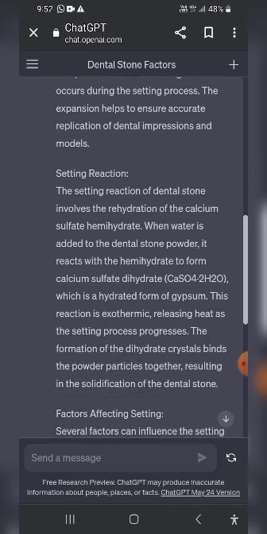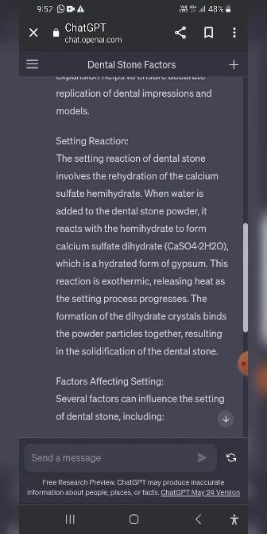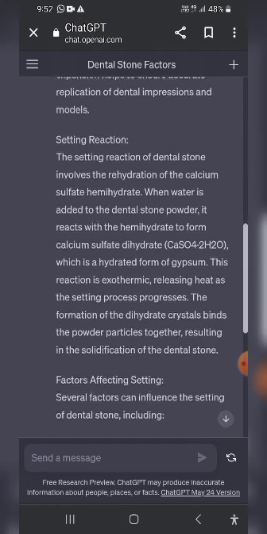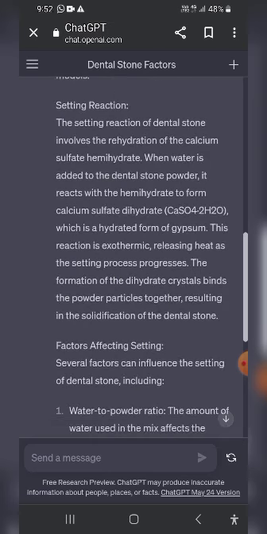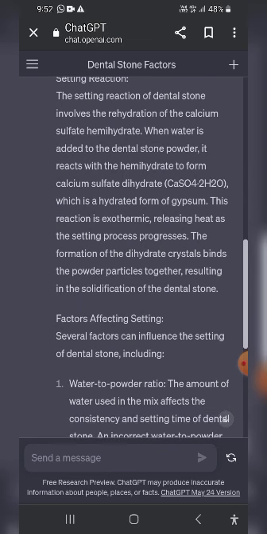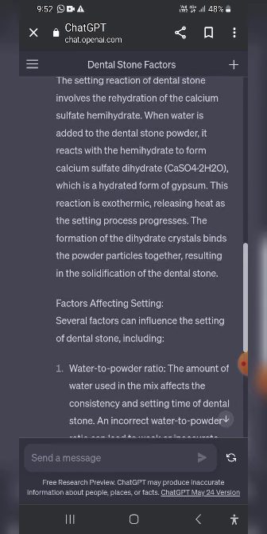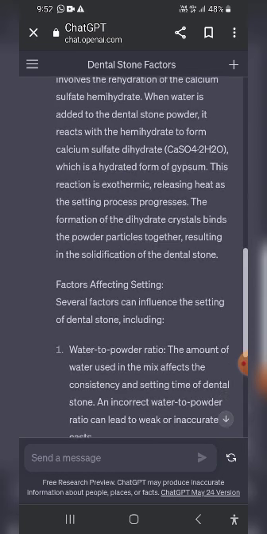Setting reaction. The setting reaction of dental stone involves the rehydration of the calcium sulfate hemihydrate. When water is added to the dental stone powder, it reacts with the hemihydrate to form calcium sulfate dihydrate, CaSO4·2H2O, which is a hydrated form of gypsum. This reaction is exothermic, releasing heat as the setting process progresses. The formation of the dihydrate crystals binds the powder particles together, resulting in the solidification of the dental stone.